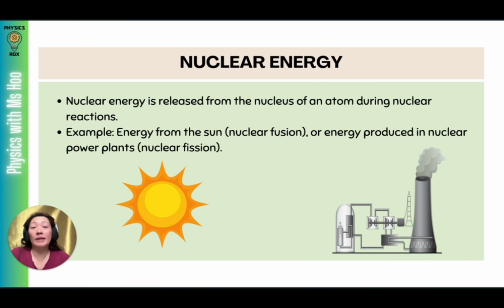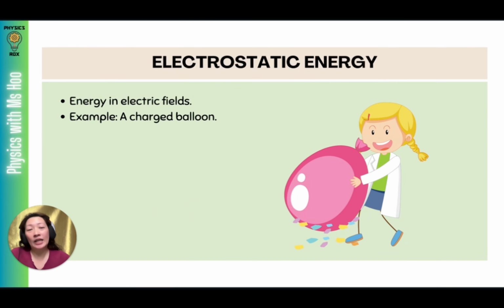Nuclear energy is released from the nucleus of an atom during nuclear reactions. Some examples of nuclear energy include energy from the sun, which is produced through nuclear fusion, or energy produced in nuclear power plants, which is produced through nuclear fission. Electrostatic energy is energy that's found in electric fields. For example, if you take a balloon and you wipe it with a piece of cloth, you'll find that it is able to attract small items like small pieces of paper. And the electrostatic force that exists is what's generating electrostatic energy.